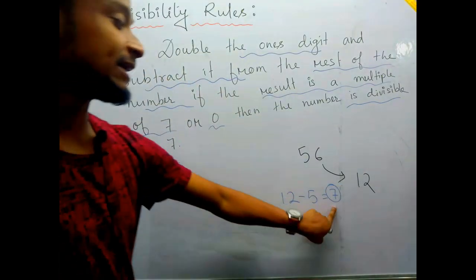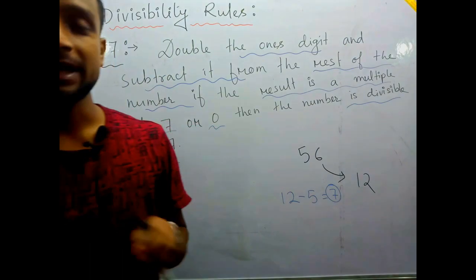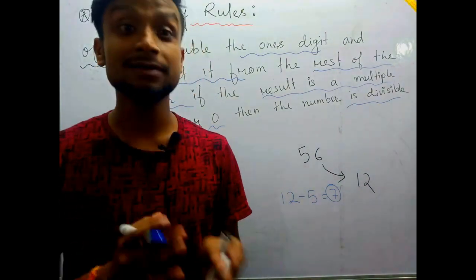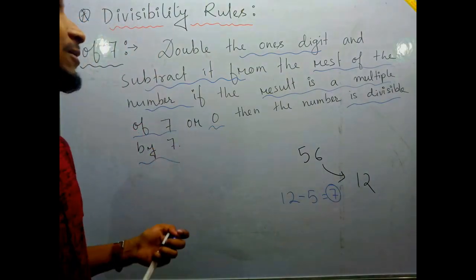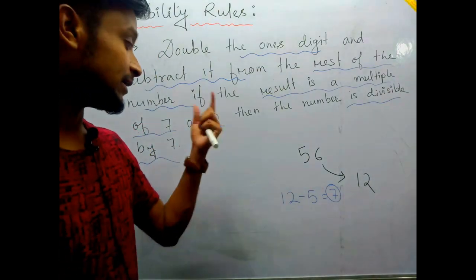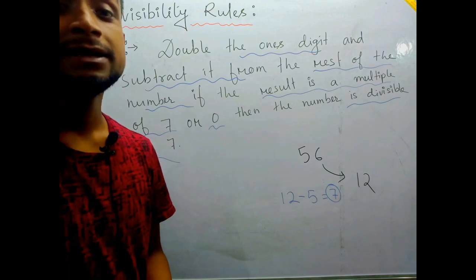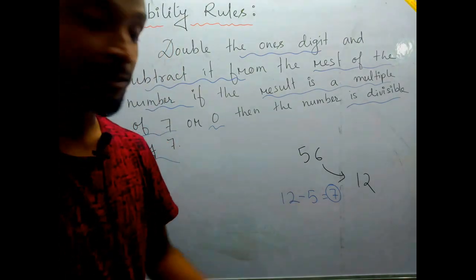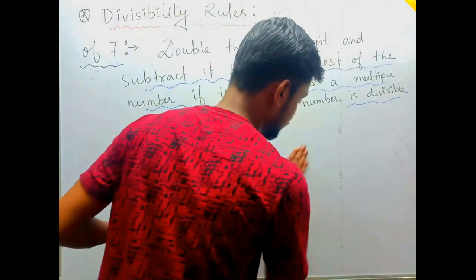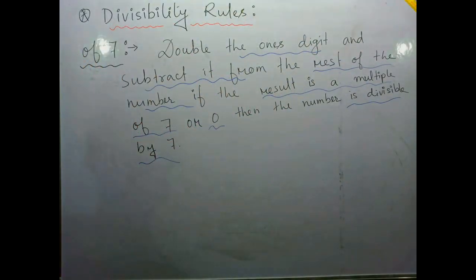So after subtracting we get a number which is a multiple of 7 only, right? Since it is a multiple of 7, that means this 56 is divisible by 7. We can divide 56 by 7, 7 times 8 is 56 only, right? So now see, now let's take some more examples.